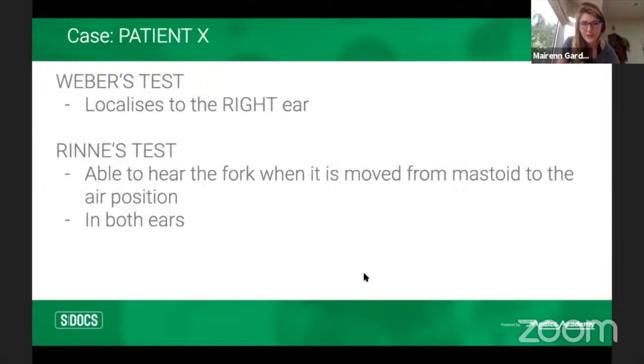So a quick case for you. A patient comes to you with hearing loss. You do a Weber's test and it localizes to the right ear. Because of this, you then go on to do the Rinne's test. The patient is able to hear the fork when it's moved from the mastoid to the air position in both ears. So what kind of hearing loss do you think this person has?